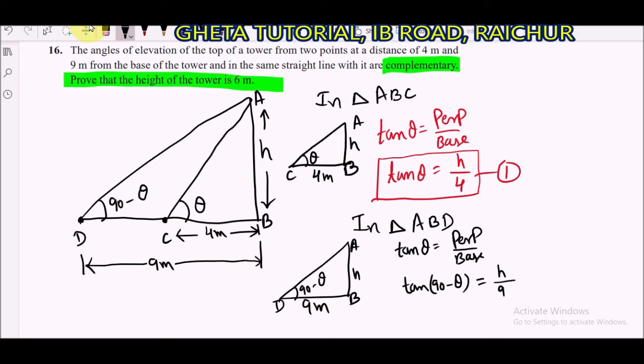In trigonometry we have learned the complementary angle ratios. Tan of 90 minus theta is equal to what? Cot theta, exactly correct. So tan 90 minus theta is cot theta, which is equal to h by 9. This is equation 2.